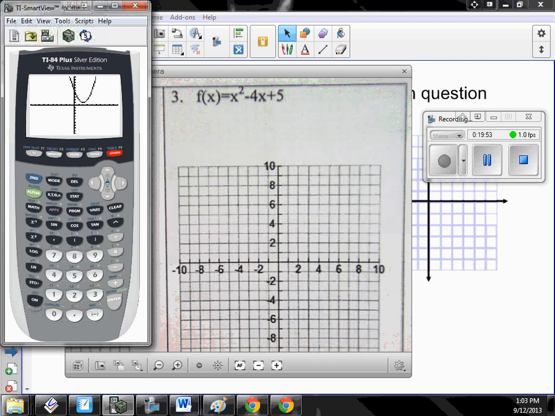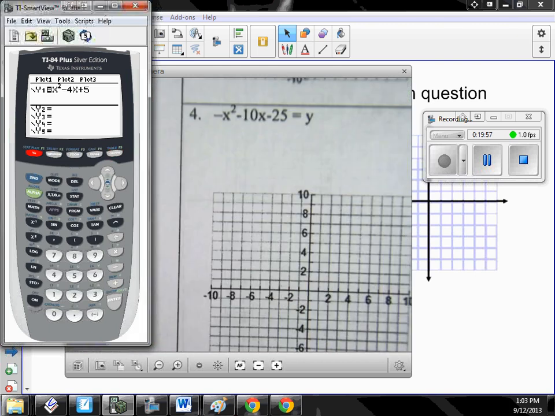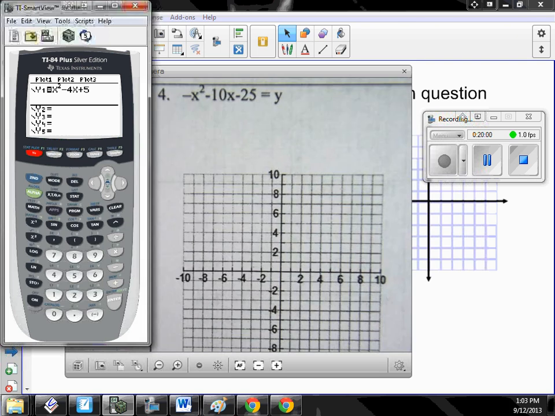Okay. We'll look at the next one. It's positive everywhere and it's negative nowhere. And you do need to write that negative version so I know you understand the negative side of things. Okay. The next one, negative x squared minus 10x minus 25.